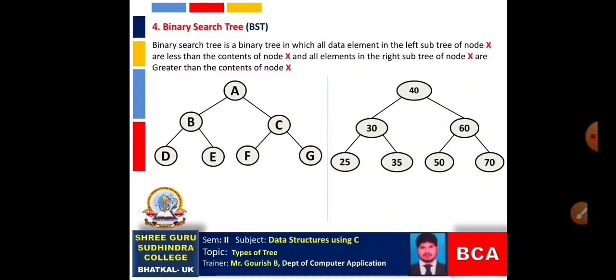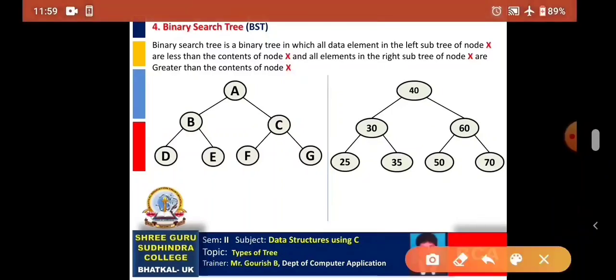A binary search tree is a binary tree in which all data elements in the left subtree of a node X are less than the content of X, and all the elements in the right subtree of a node X are greater than the content of node X. That means consider a node X, and the left subtree of that node X should be less than that node X, and for the right subtree you have to consider the entire subtree, right?